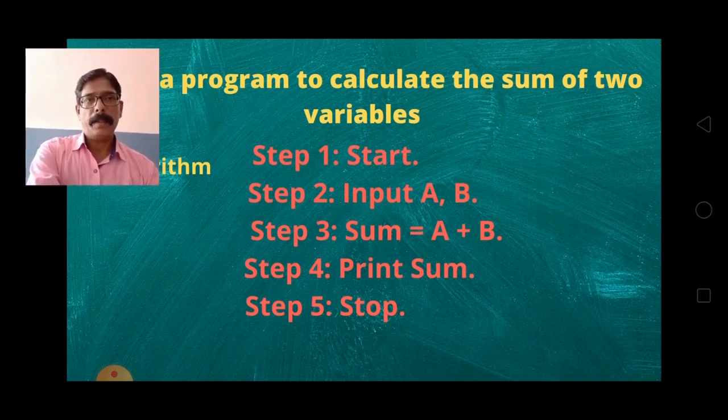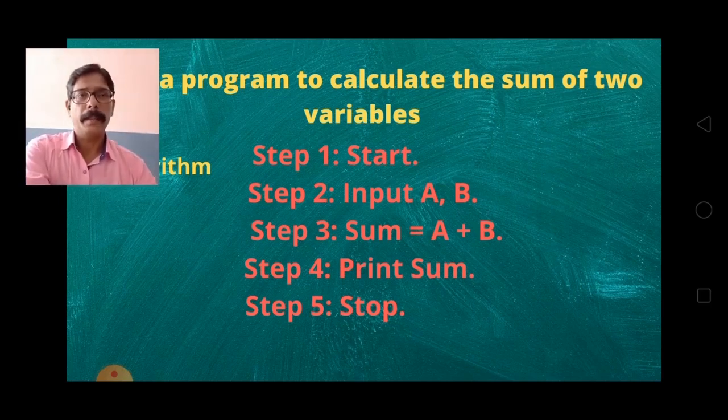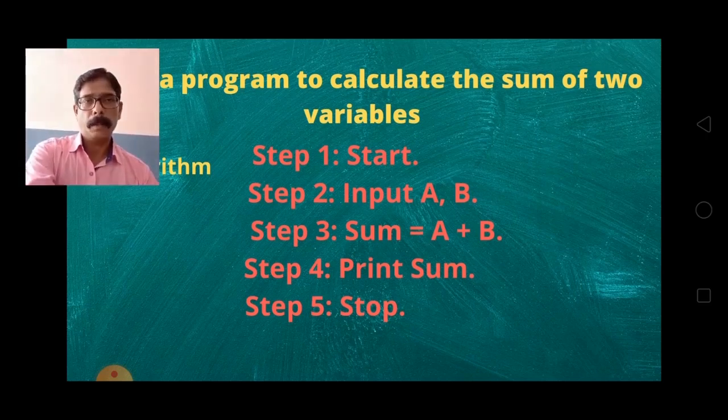Firstly, we need to prepare the algorithm for the program. What are the steps? Step 1, start. Step 2, input A and B. Step 3, sum is equal to A plus B. Step 4, print sum. Step 5, stop the program.